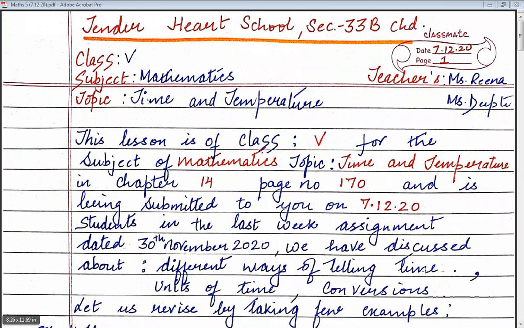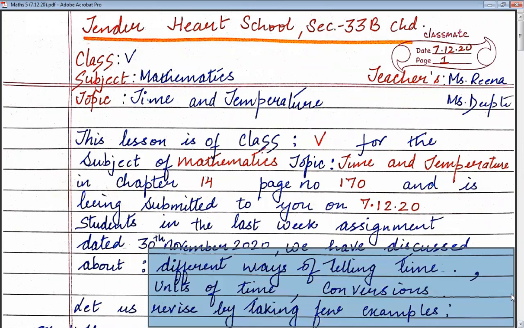Students, in the last week's assignment dated 30th November 2020, we have already discussed the face of a clock, and then different ways of telling time, then different units of time from smallest to largest, and conversions like weeks into days, minutes into seconds, days into hours. So now to start with our lesson, let us revise all the topics which we discussed on 30th November 2020.